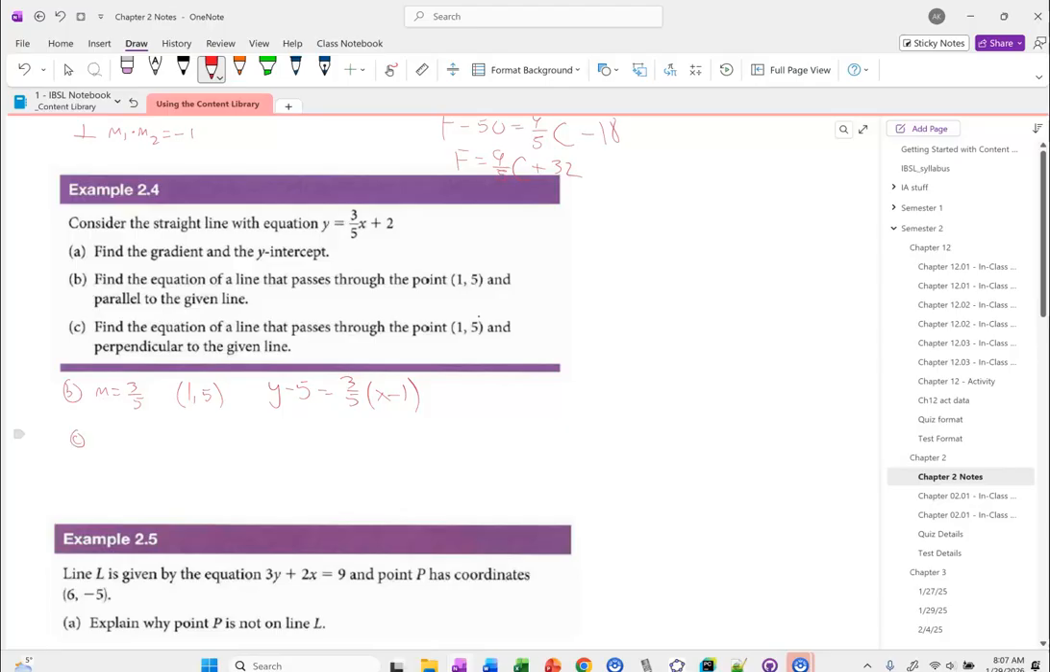C says the same thing but perpendicular. What's different between parallel and perpendicular? The slopes are opposite reciprocals, so the slope for perpendicular should be -5/3. Still have the same point, still do everything else the same way. Again, if the directions asked for a specific type of equation, I would do some rearranging from here, but if it doesn't, I stop, I'm done. Everybody happy?